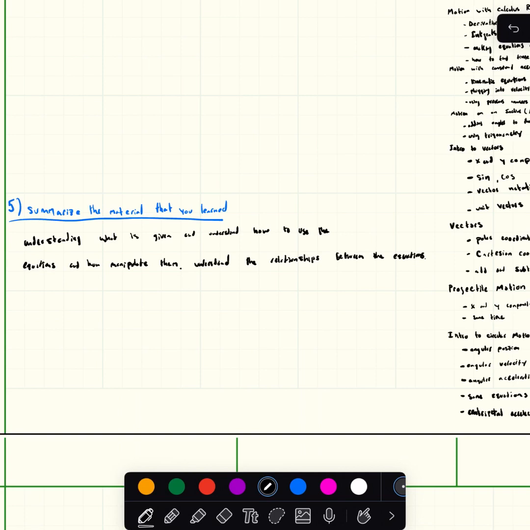And then to summarize what I learned, you have to understand what is given and understand how to use the equations and how to manipulate them, and understand the relationship between the different equations and the different variables, and how when you're given certain ones, you can use that to manipulate the equations to get what you're looking for.